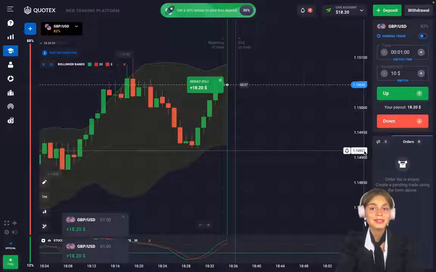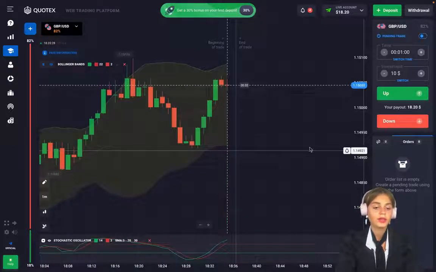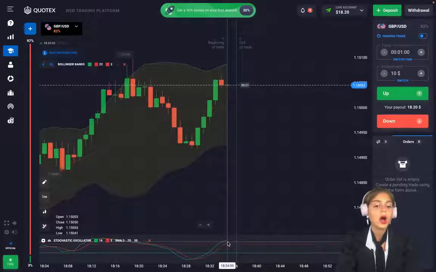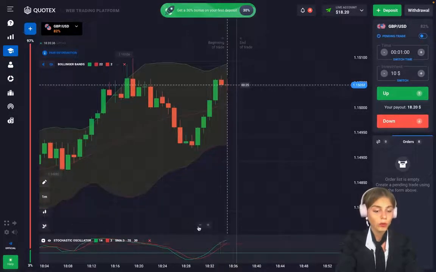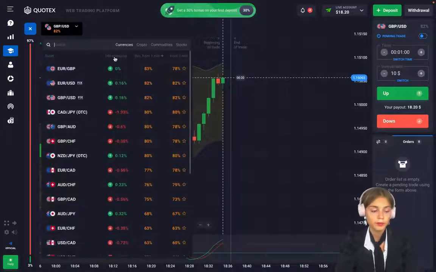Great, the first deal closes in a profit, not really confidently, but still a profit. We get $1 of clear profit, and stochastic, by the way, confirmed the signal as well because it's in the overbought zone, and when it's overbought, we bet on lower, and the market is gonna reverse sooner or later.